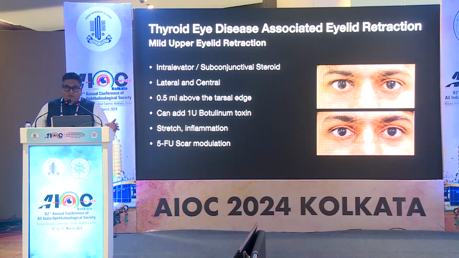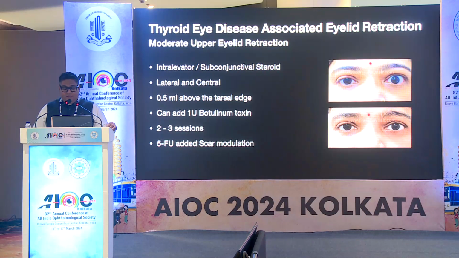Of course, in burnt out cases, you may need more than 2 or 3 injections as well. So in moderate upper eyelid, I also again prefer the same technique. Only thing here is that I like to add just 1 unit of botulinum toxin, which adds to the neurogenic component of bringing the eyelid down. And once it is down, the stretch effect of the depot steroid that you've injected acts for a little longer.